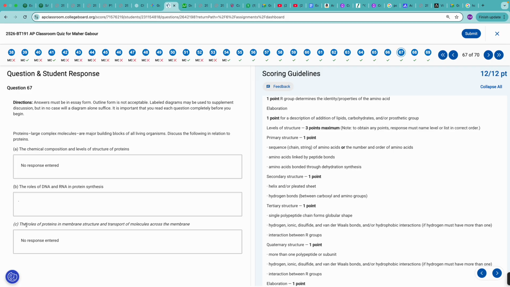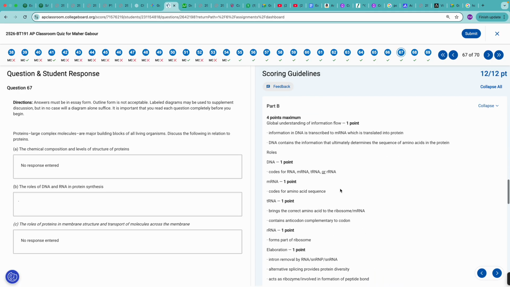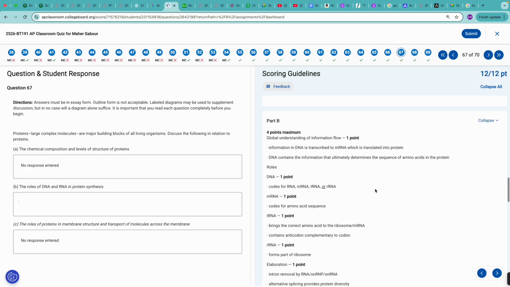Okay, and now we can go to part B, which is the roles of DNA and RNA in protein synthesis. This one also has 4 points maximum. Information in DNA is transcribed to mRNA, which is translated into protein. That is a role of DNA. DNA contains the information that ultimately determines the sequence of amino acids in the protein. Roles of DNA: it codes for RNA, it codes for mRNA, it codes for tRNA.